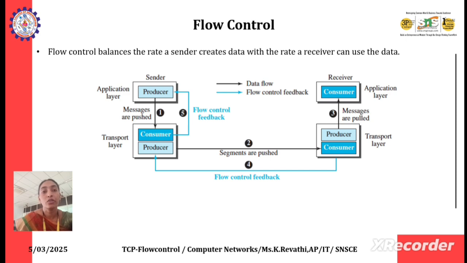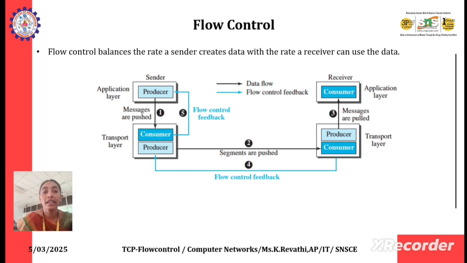Here is the control balances and rate. A sender creates data with the rate a receiver can use the data. This architecture will explain about how the data and flow control will be done by the TCP. Here, the sender acts as a producer, then the receiver acts as a consumer. The producer produces data and the consumer consumes the data which is coming from the producer. Here the producer is nothing but the application layer, the consumer is nothing but the transport layer.